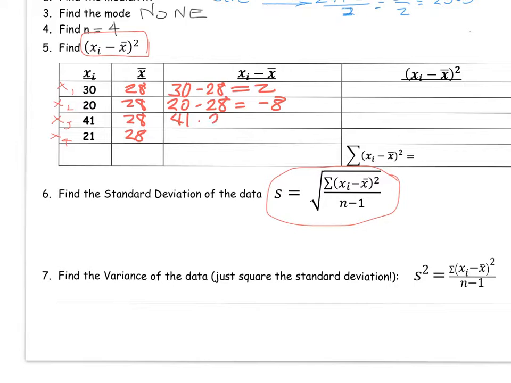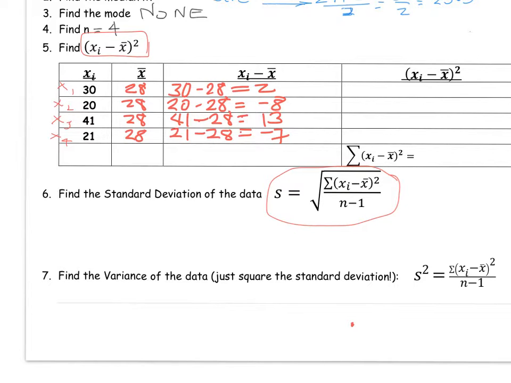41 minus 28 is equal to 13. And 21 minus 28 is negative 7.